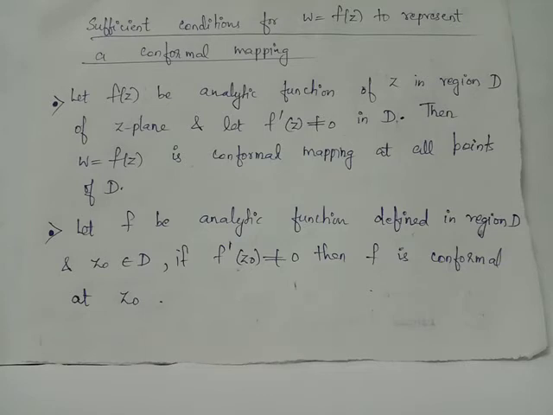Or if we restrict the definition to a single point, suppose f is an analytic function and z0 is a point in the considered domain D. If f dash of z not equals 0 at the particular point z equals z0, then we say that the given function f of z, which is analytic, is also conformal at the particular point z0. If for every point z0 in the considered domain it satisfies f dash of z not equals 0, then we can conclude that the given function is conformal everywhere in the considered domain.